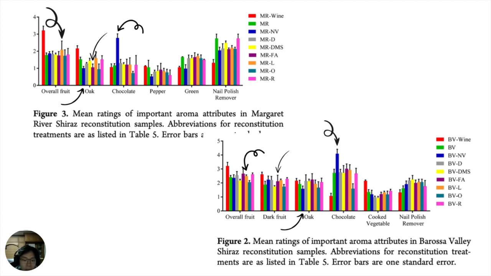And next is omission of linalool, which is the orange bars. We can see it increased the overall fruit intensity in Margaret River, but not in Barossa Valley. And also the omission of fatty acids, which is the purple bars, reduced the oak intensity in Margaret River, but increased intensity slightly in the Barossa Valley.